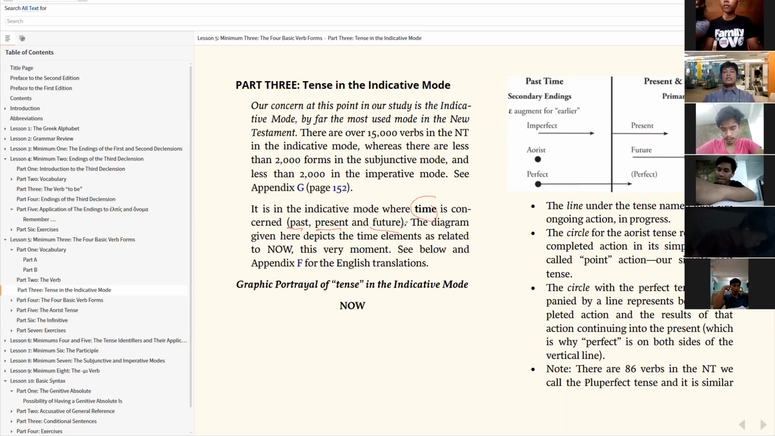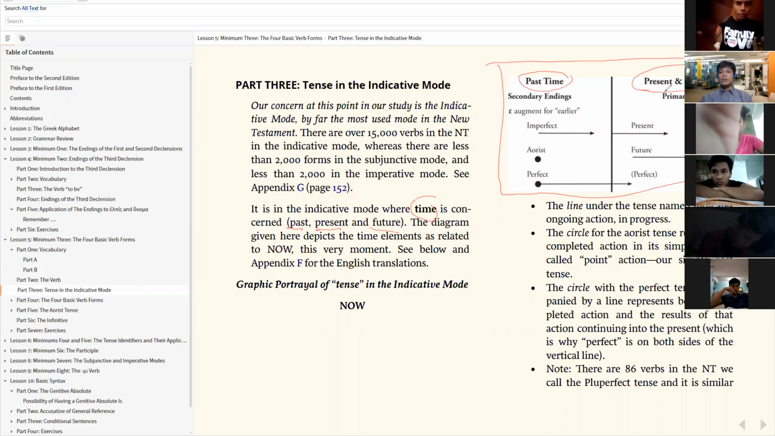And take note that it is concerned with the element of the now. So the action would either be past, present, and future in the perspective of the speaker. So here we have the chart for the indicative mode, okay? So you have the past time here, and then you have the present and future time. And there are two kinds of endings, the secondary endings and the primary endings.